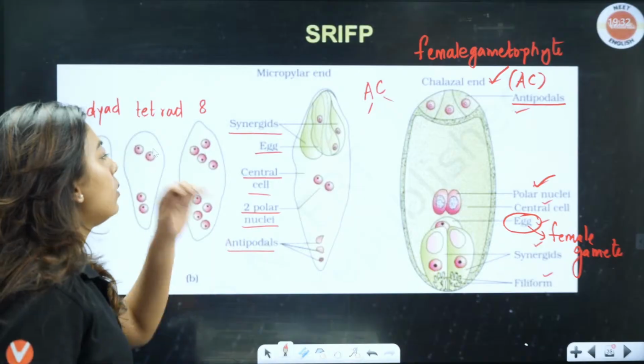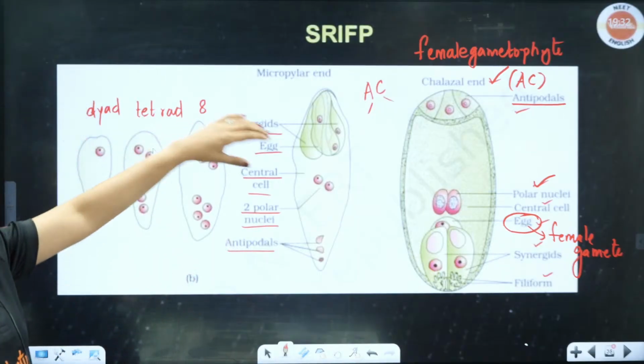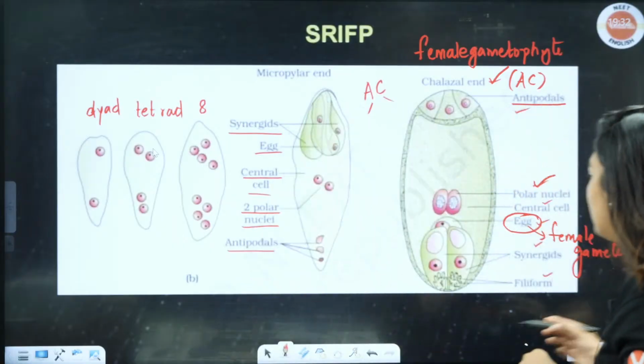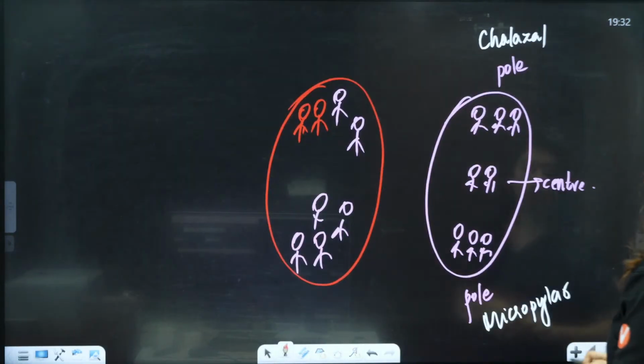Now, chalazal end, antipodal cells, polar nucleus, central cell, synergids, filiform apparatus, understood.